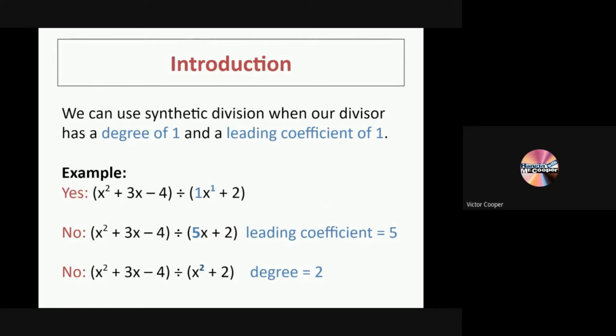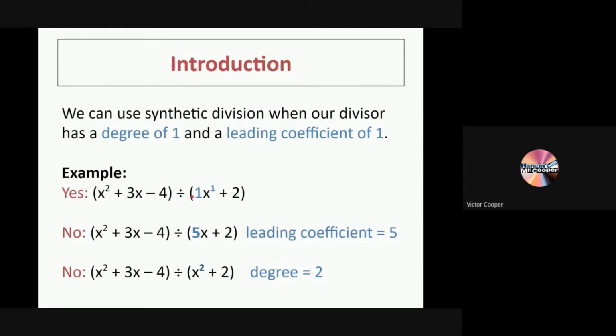In synthetic division, you have to be dividing by a leading coefficient that has a 1 and a degree of 1. So, as you can see, here we have, this is a yes. What we're dividing into, I should say, doesn't matter. What we're dividing by matters. You can't have exponents bigger than 1. You can't have leading coefficients bigger than 1.